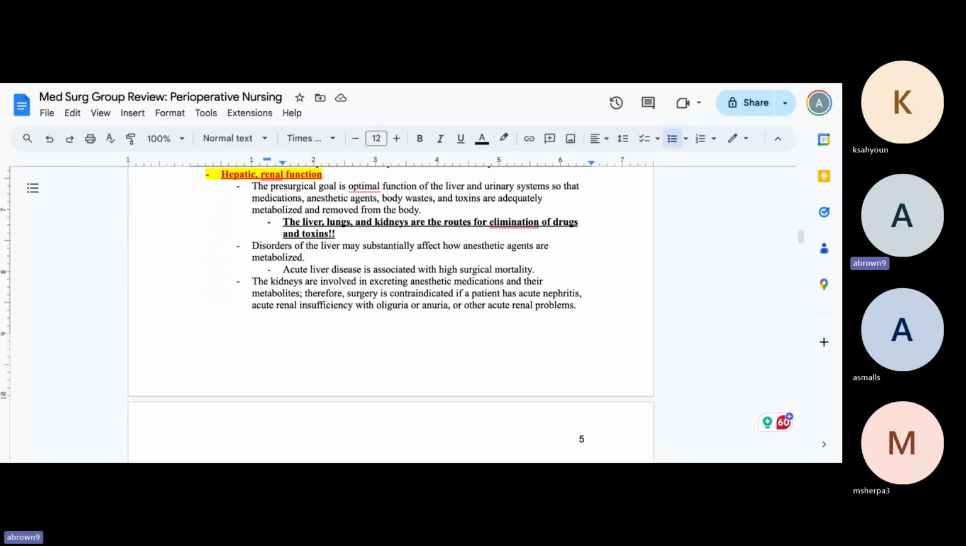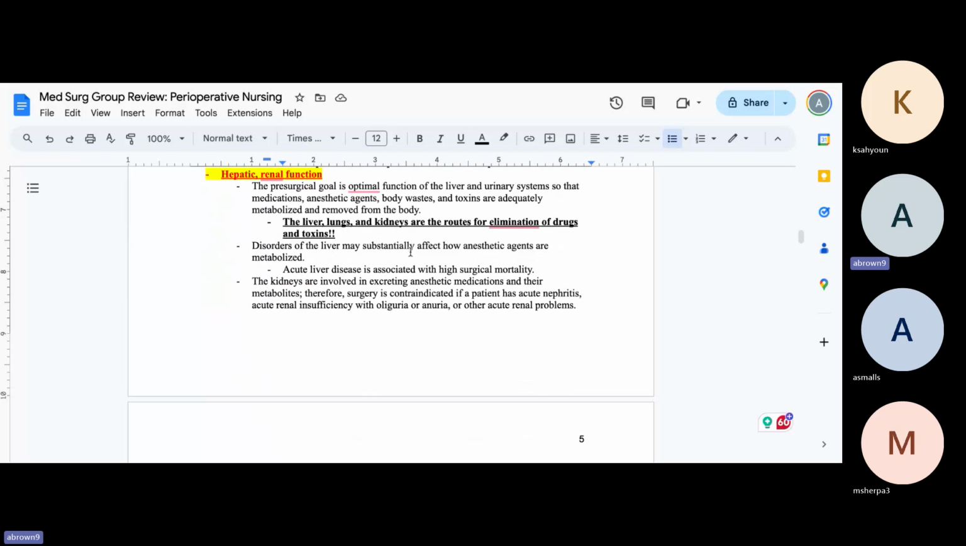Hepatic renal function. The pre-surgical goal is optimal function of the liver and urinary systems so that medications, anesthetic agents, body waste, and toxins are adequately metabolized and are removed from the body. So the liver is responsible for metabolizing medications, making sure that it's metabolized and then exported to the whole body, so that the medication has its effect. And then the kidneys are responsible for excreting all of that at the end. So we want to make sure that the liver and kidneys are both working well.